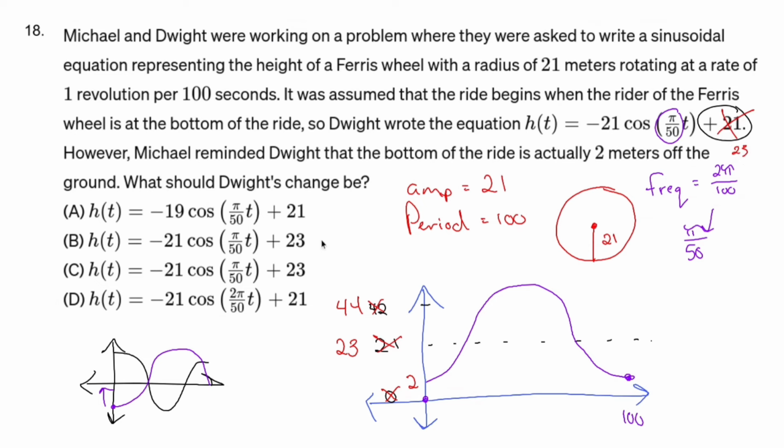Which, oh, I gave the same answer twice. I think I meant to put 22 here, but I made it 23. I accidentally made them both 23. So you get the idea. Even though it's a poorly written problem, you get the idea.